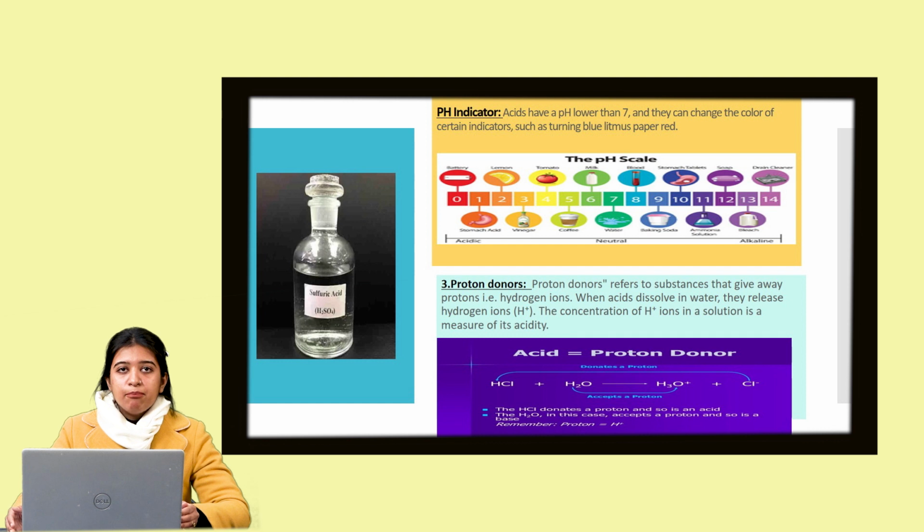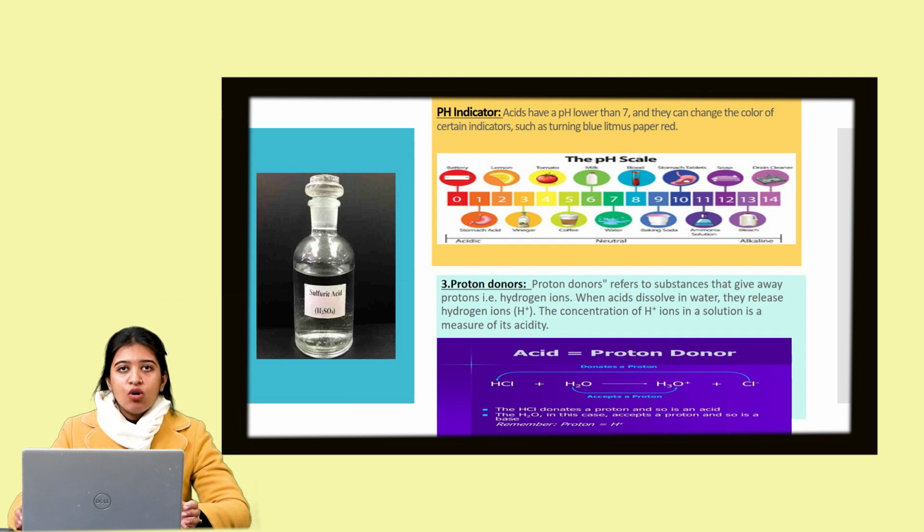So let's take an example. When HCl reacts with water, or in an aqueous solution, the H reacts with water and produces a hydronium ion. The hydronium ion is H3O+ and the leftover is Cl-. So HCl donated the H+ ion. So it is considered a proton donor and an acid. That was an example of a proton donor.